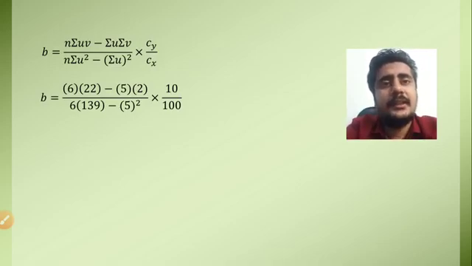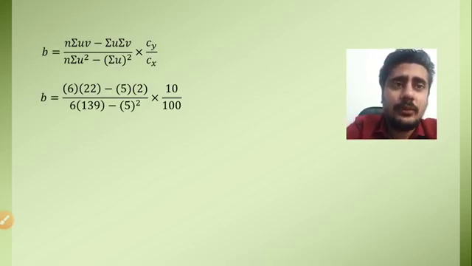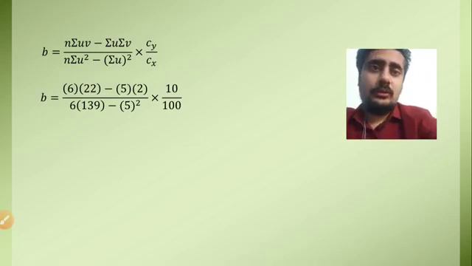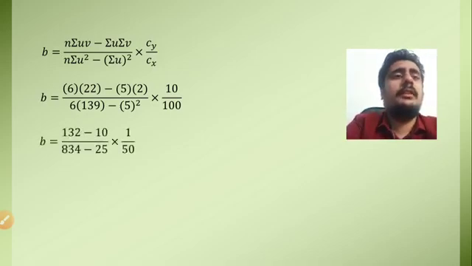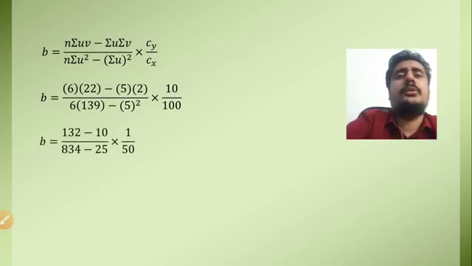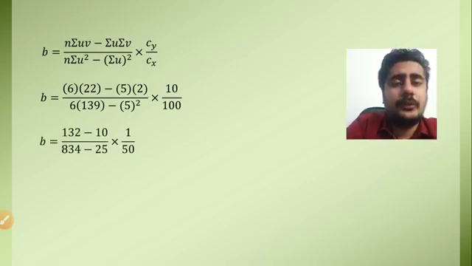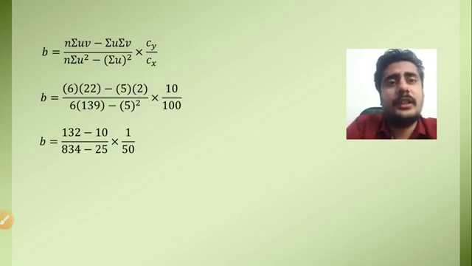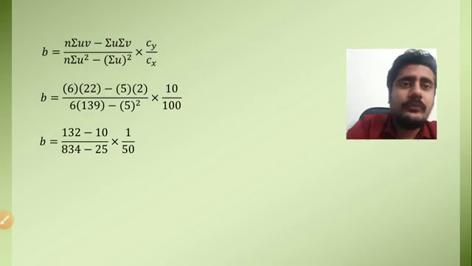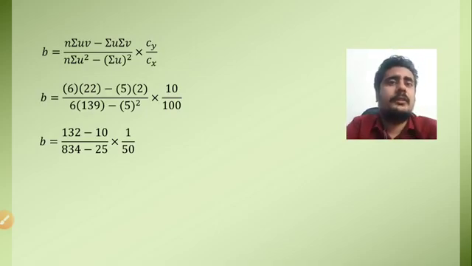Now what is cy? The digit divided in forming v. So 10. And what is cx? The digit divided in forming u, so 100. So now just have a look at the calculation. 22 into 6 is 132, 5 2s are 10, upon 139 into 6 is 834 minus square of 5 is 25, into 1 upon 50.